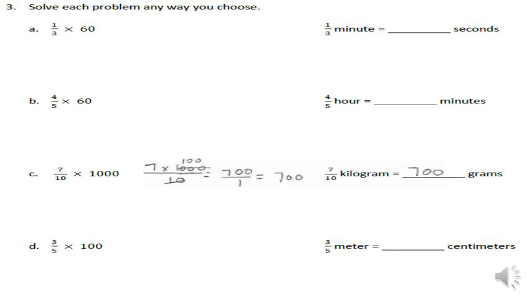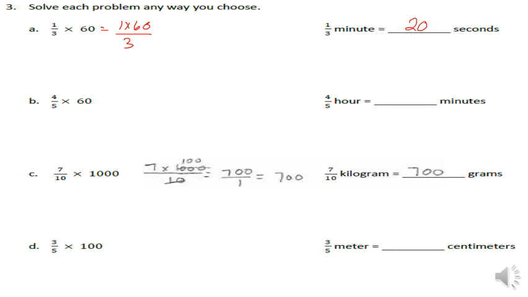Now, okay, now let's try to see how we can put this into practical application. And this is through conversions. Now, if you see up there, it says 1/3 of a minute equals blank seconds. Well, I know 1/3 would be 20 seconds.